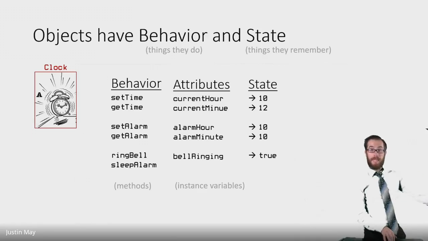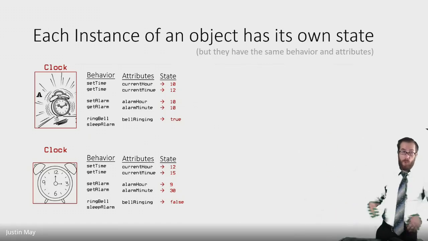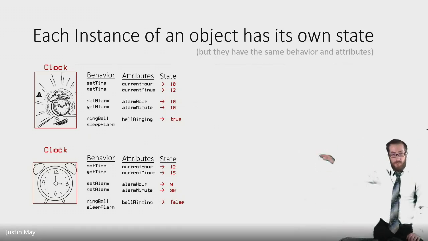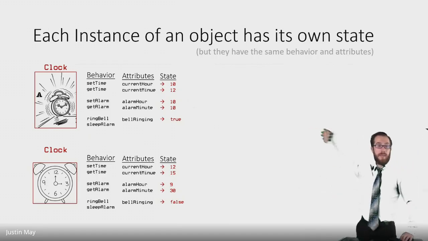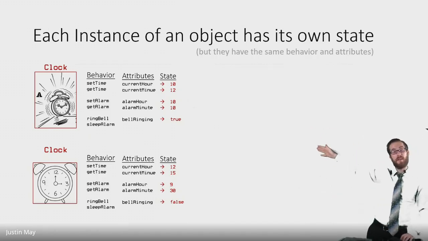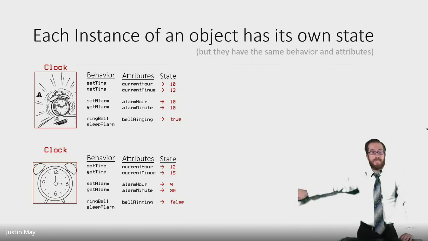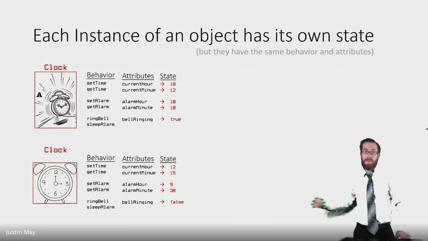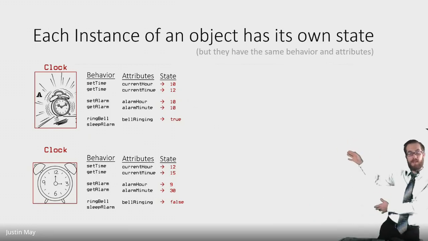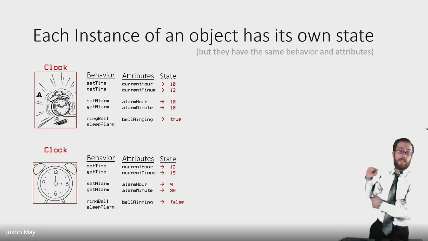If you have multiple instances of an object, so you have multiple clocks, they're going to have the same behavior and attributes. So all clocks do the same thing and all clocks remember the same kind of data, but their state, the values assigned to their attributes, is going to be different. So this clock up here has the time 10:12 and an alarm set for 10:10, and its bell is currently ringing. This clock down here is set to the time 12:15. Its alarm is set to 9:30, and currently its bell is not ringing. So they have different state, but their behavior and attributes are the same because they're the same type of object, but they're different instances of that type of object.